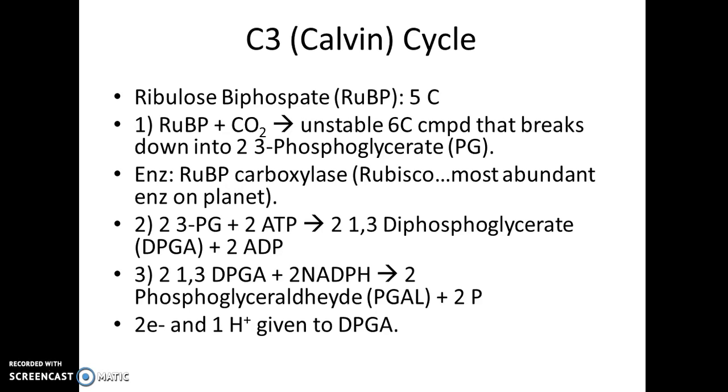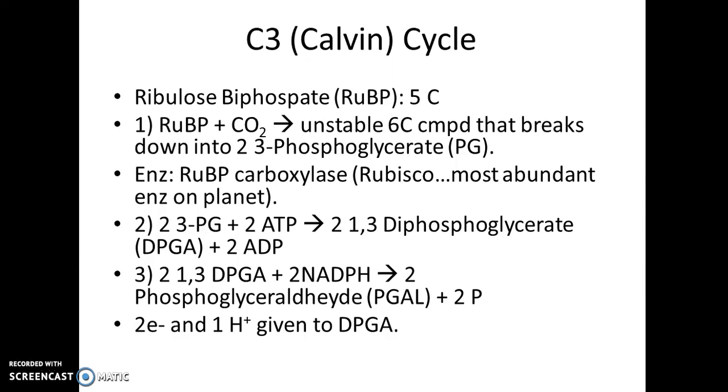In C3, or the Calvin cycle, we're going to start off with a 5-carbon sugar called ribulose bisphosphate, or RuBP. We'll add carbon dioxide from the atmosphere to RuBP, and you're going to form an unstable 6-carbon compound that immediately breaks down into two 3-carbon phosphoglycerates. The enzyme that adds the carbon dioxide to RuBP is called RuBP carboxylase. It has a nickname which is called Rubisco, which is the most abundant enzyme on this planet. That's a fun fact.